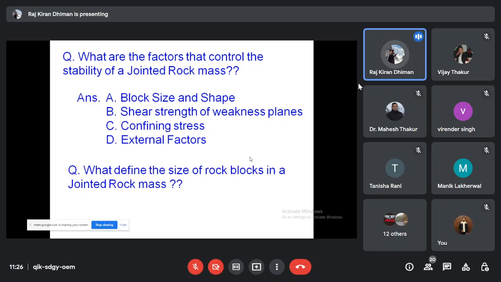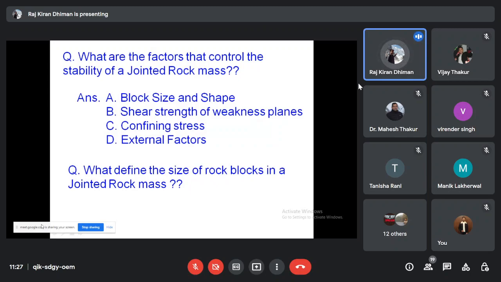For example, what defines the size of rock blocks in a jointed rock mass? If I have to ask this question, can anybody answer me? Okay, don't worry. See, this is a very simple question because we have seen in the earlier figure that there is a rock mass which is intersected by different discontinuity planes. Let's say they are joints. We all have studied that there is a joint system, which means that there is a particular joint set which is occurring again and again at a particular distance. So we call that the spacing between the different joints.